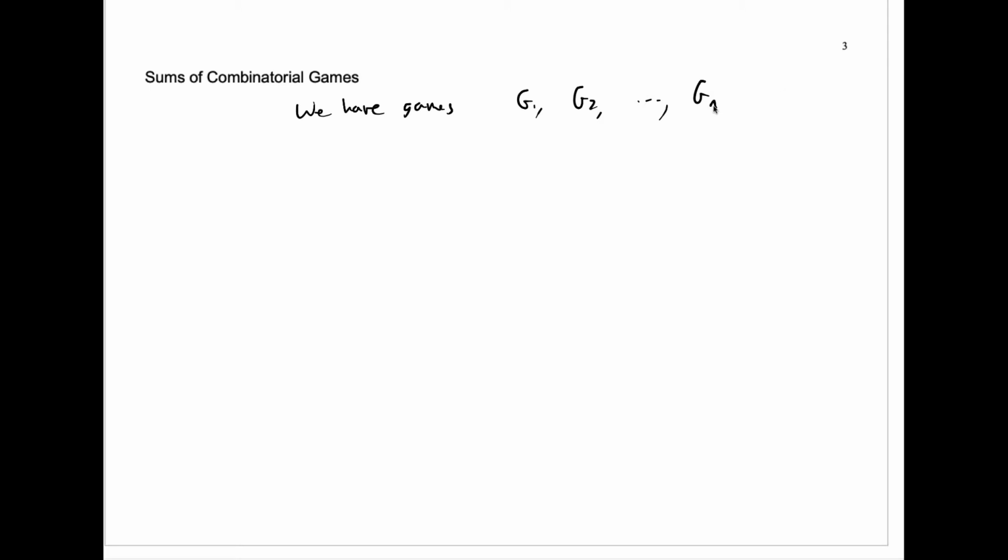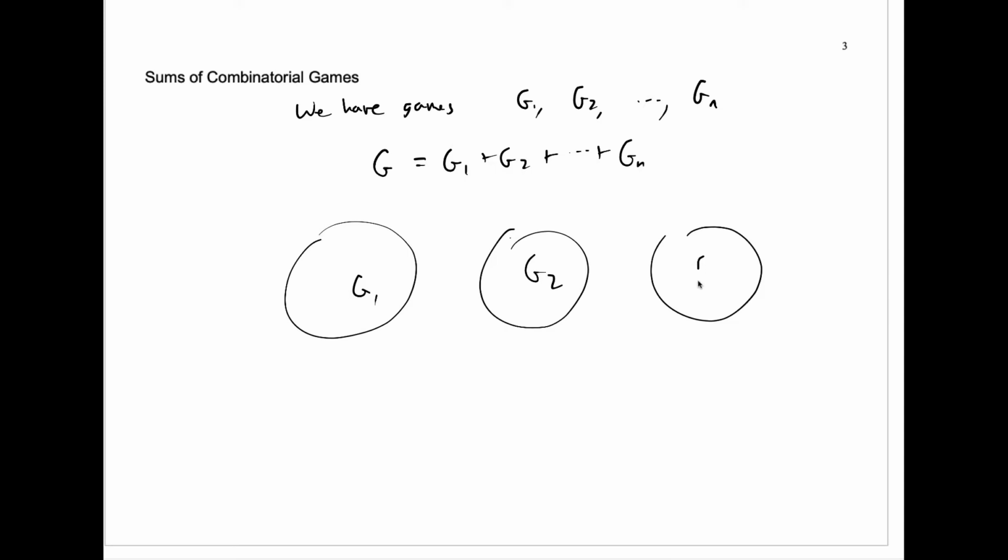When we talk about a new game, G, which is the sum of the games G1, G2 through Gn, what we mean is the following. Think of the games as being played separately here. We have two players, player 1 and player 2. They alternate taking turns. Each one on his or her turn will do the following. First, choose a game. Player 1 could choose to start with game 2, for example. Make a legal move in game 2.